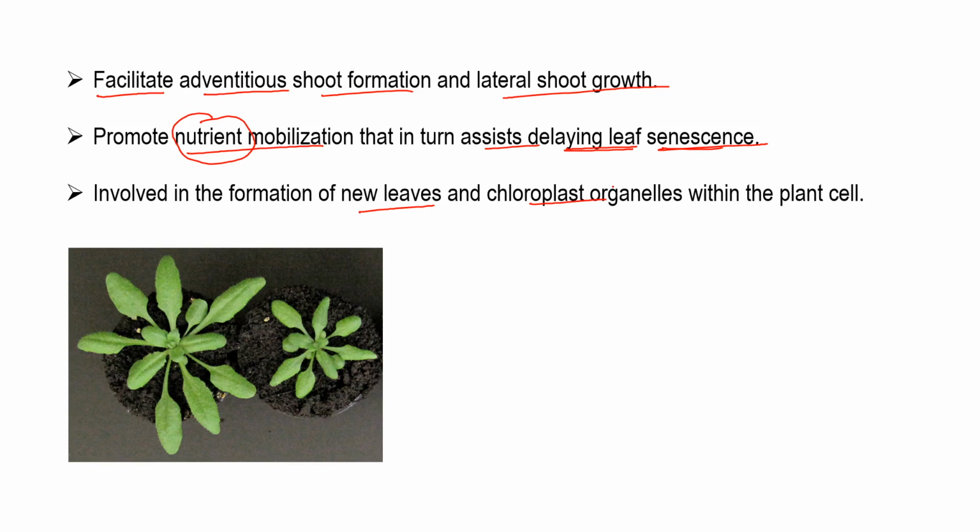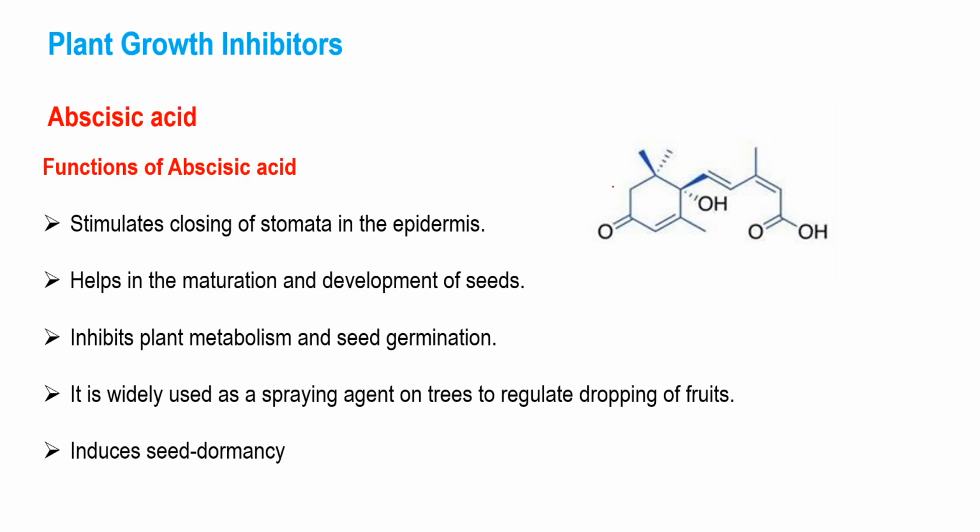Now we are going to talk about the plant growth inhibitors, in which we are first going to discuss abscisic acid. Okay, so abscisic acid is usually an inhibitor. If we talk about abscisic acid, it stimulates the closing of stomata in the epidermis. They stimulate the closing of stomata, the fine pores which are present on the leaf surface. Okay, they help in maturation and development of seeds.